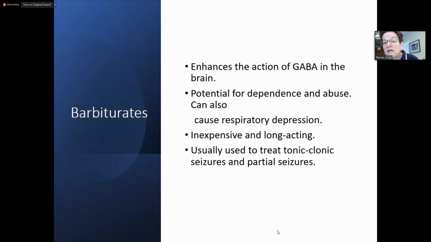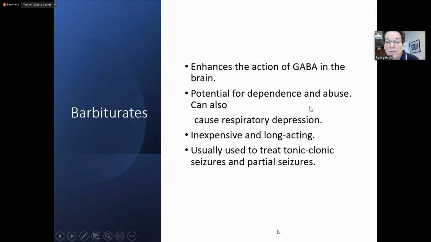Barbiturates are usually used to treat tonic-clonic seizures. They can also be used to treat partial seizures. Now, I've given you information like that, but I'm not going to ask you to pick out which of these medications is used to treat tonic-clonic seizures from a list of anticonvulsants, because you are not going to be prescribing. But I want you to know that they can be used to treat those types of seizures.